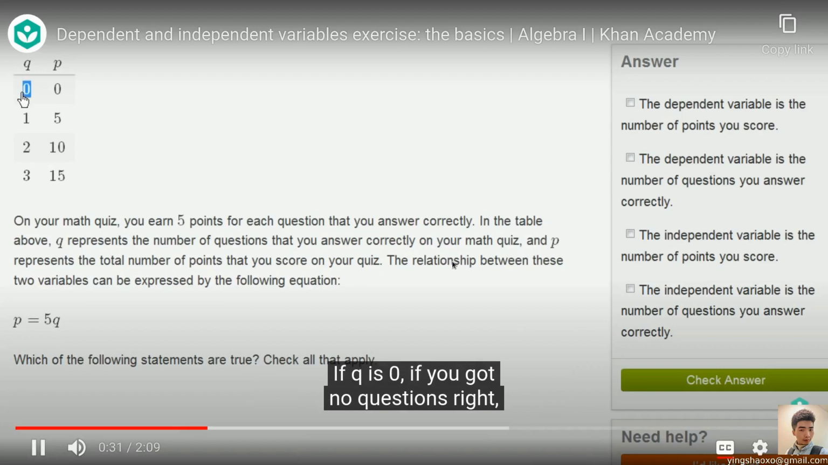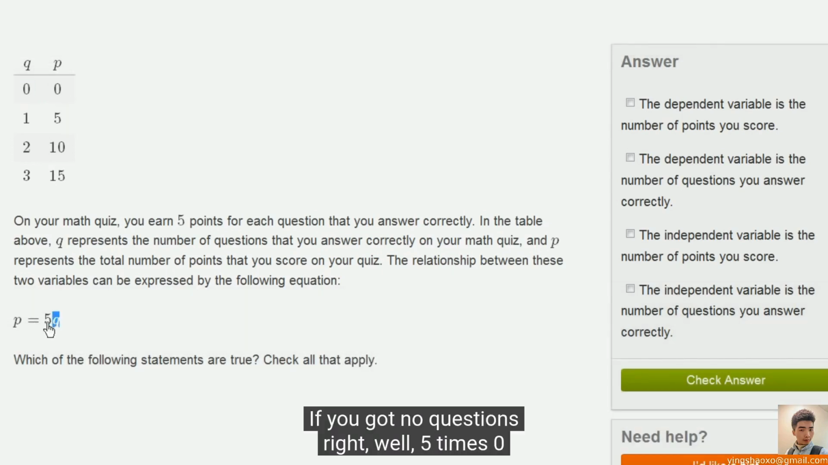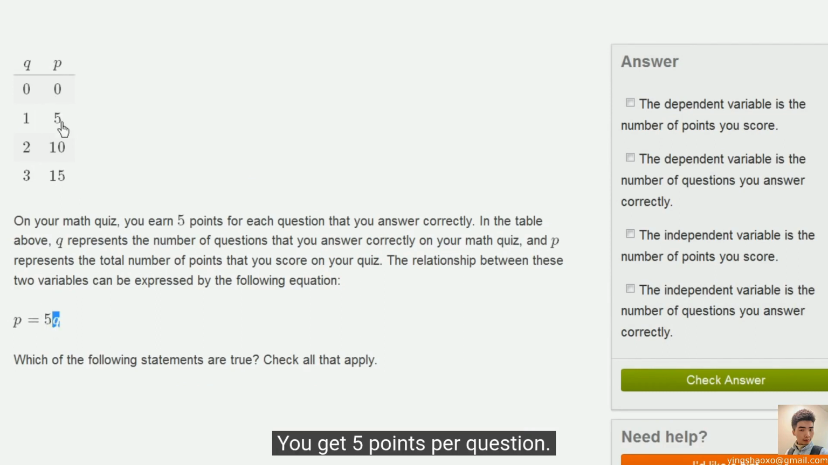If Q is 0, if you got no questions right, you get 0 points, because 5 times 0 is 0. If you get 1 question right, 1 times 5 is 5. You get 5 points per question. 2 questions right, 2 times 5 is 10. 3 times 5 is 15.